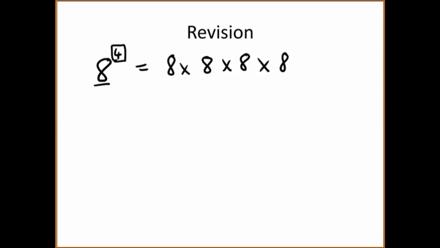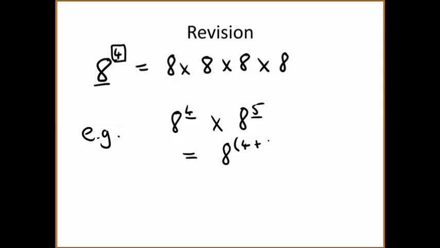We also know that when we multiply two expressions with the same base, we can add our indices through the index law of multiplication. So, for example, if we had 8 to the power of 4 multiplied by 8 to the power of 5, this is equal to 8 to the power of the index number for the first, 4, plus the index number for the second, which is 5. So it's 8 to the power of 4 plus 5, which is 8 to the power of 9.